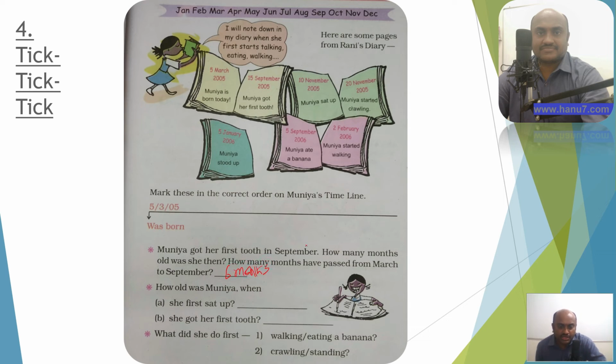So how old was Munia when she first sat up? She sat up in November. From September to November, up to September her age was 6 months. Then the next month is October. The next month is November. So here the answer is 8 months. And then she got her first tooth. When did she get her first tooth? In 6 months. The same question is repeated.